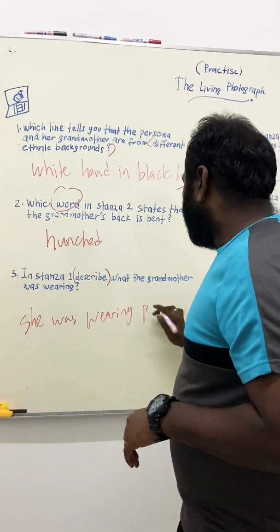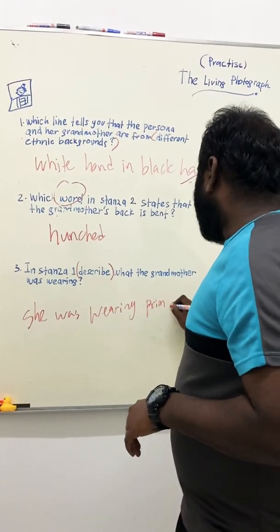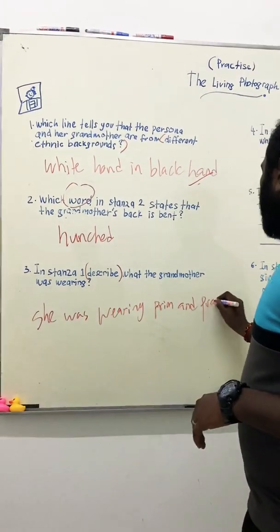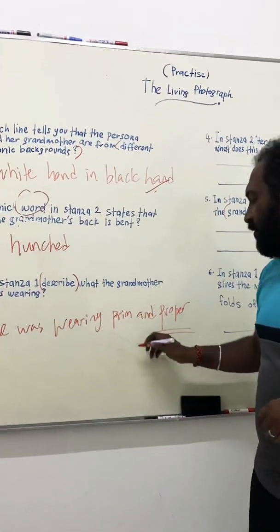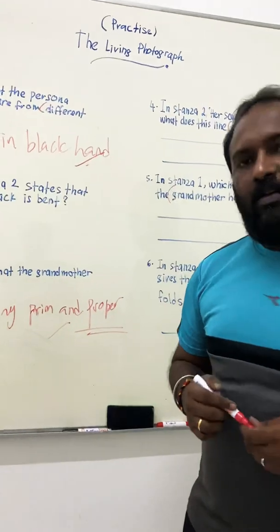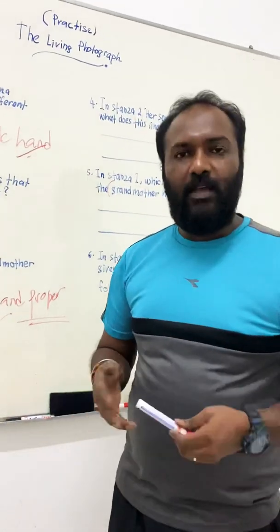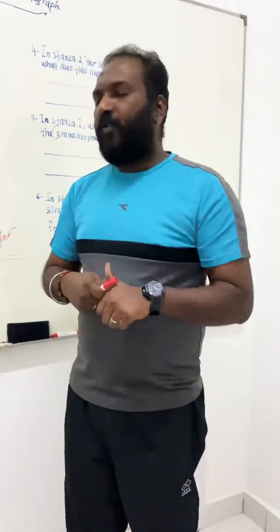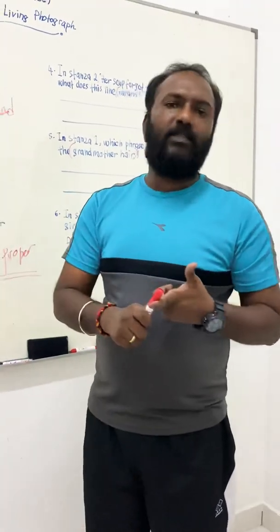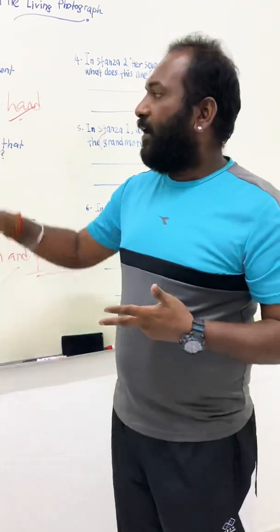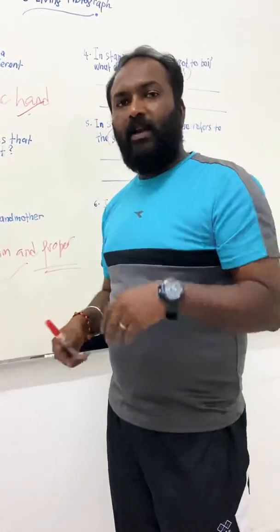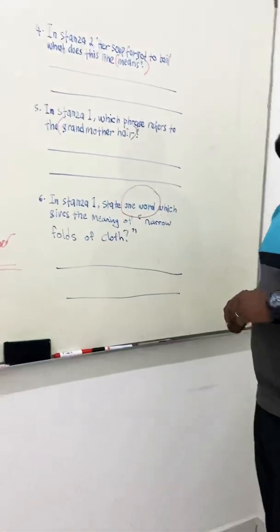prim and proper. If you can write an answer like this, it is also accepted. Or, as usual, the easiest way, you just write either white broderie English shirt, pleated skirt, or flat shoes. Okay? So far, I think you can keep up with me. Now let's move on to the 4th question.